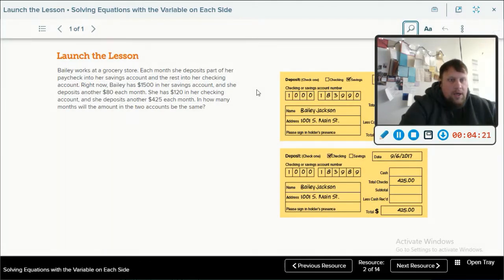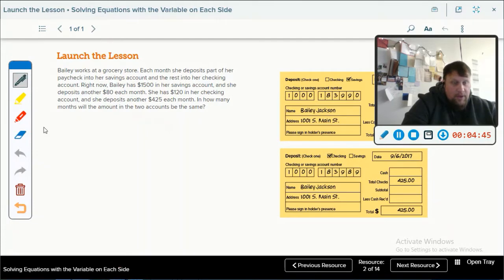Oh, well. Bailey works at a grocery store each month. She deposits part of her paycheck into her savings account and the rest into her checkings account. Right now, Bailey has $1,500 in her savings account. She deposits another $80 each month. So, what are we starting with? We're starting with 1,500. I know I haven't finished reading it, but I like to write down stuff as I go. And we're doing 80 per month.